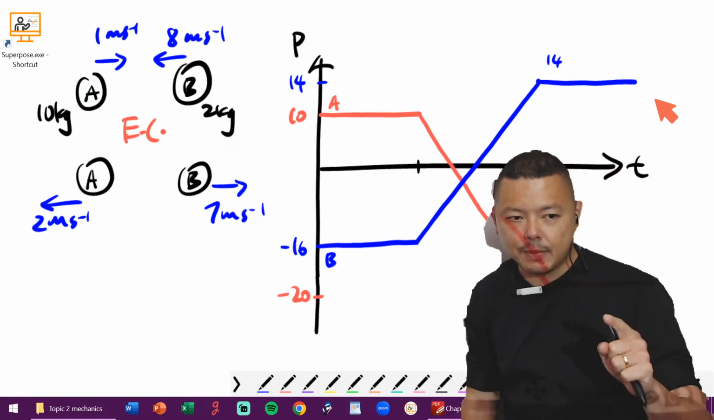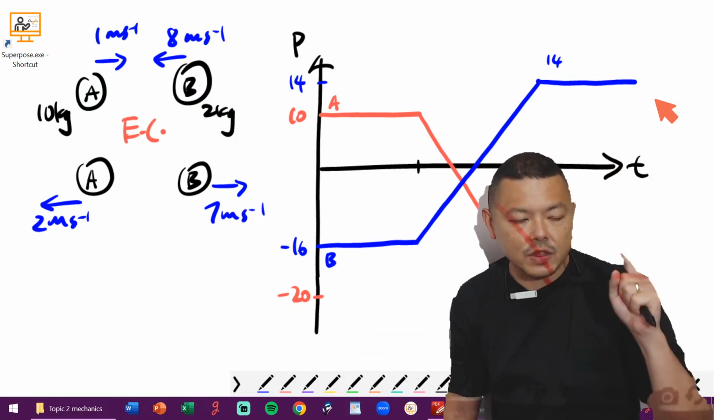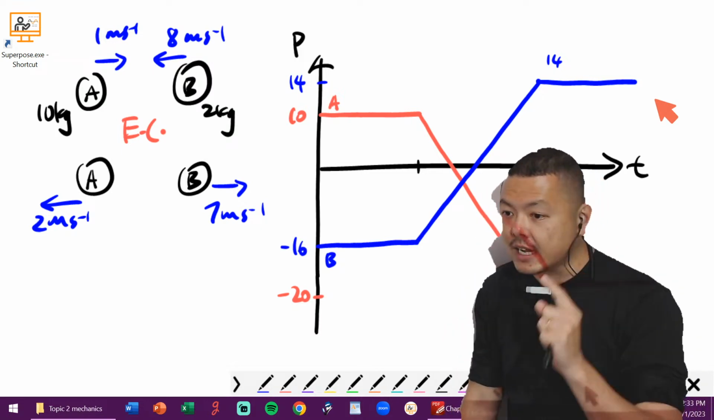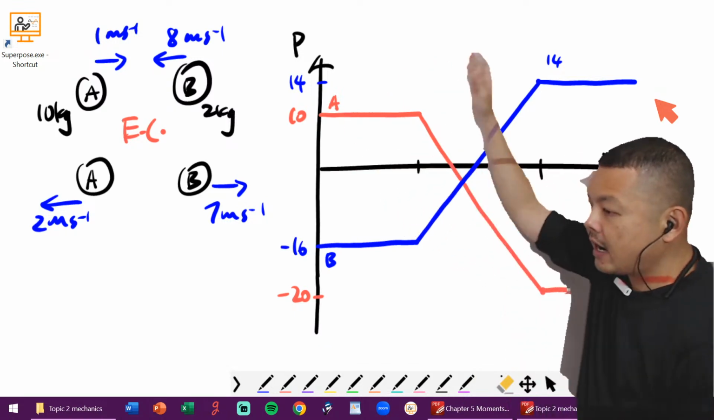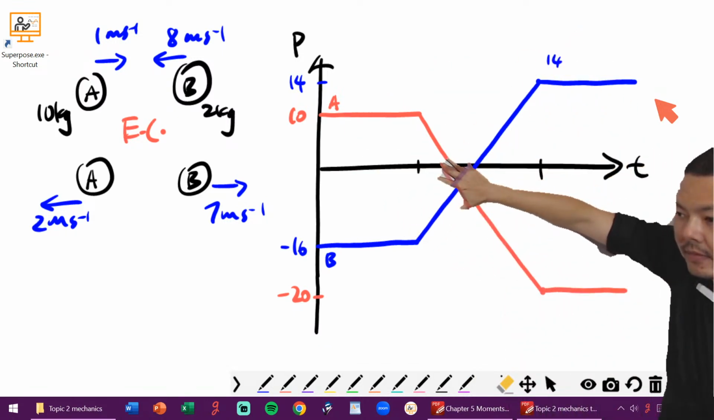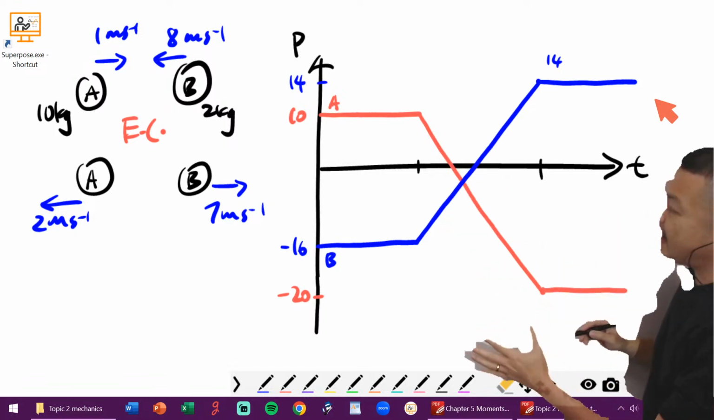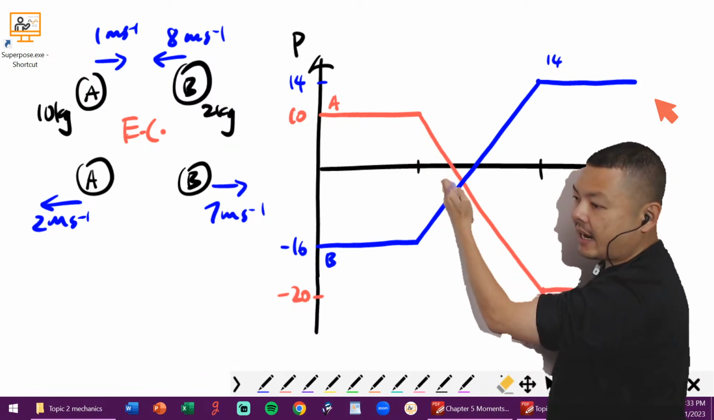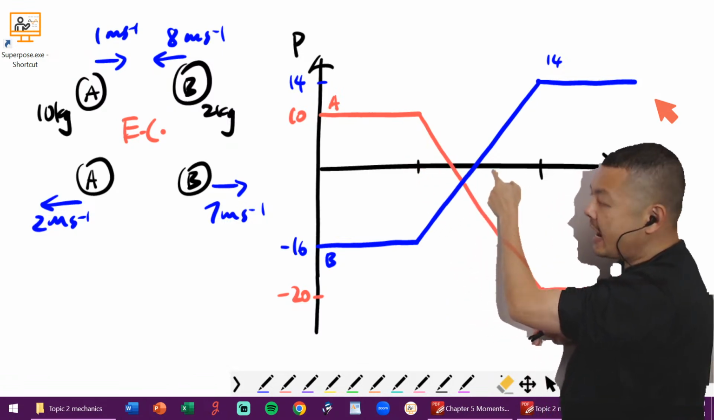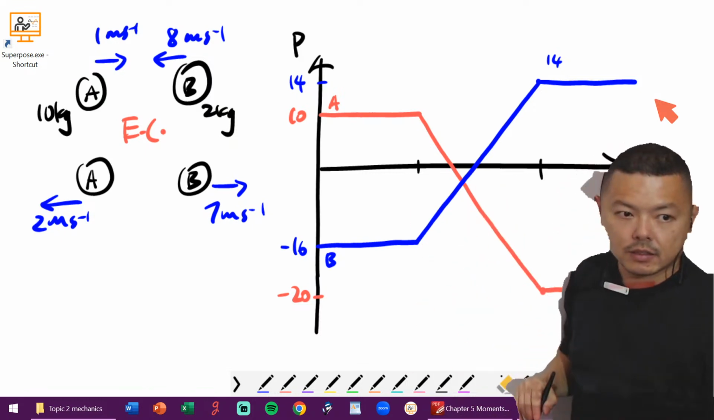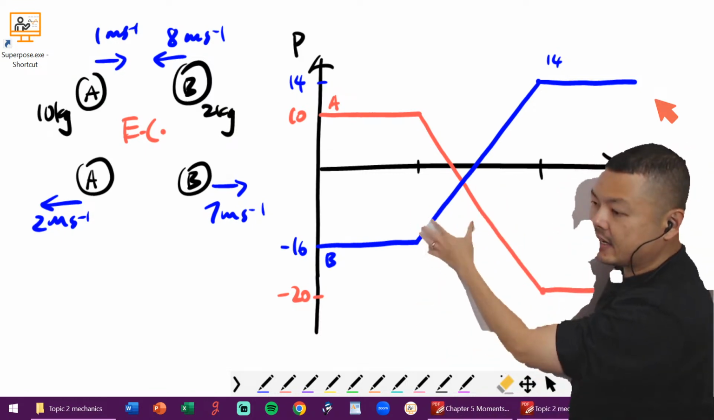But what did I say about momentum? Is momentum conserved during the collision? It is. Momentum is conserved before, after, and even during the collision. Now it's going to be hard, but here's my guarantee to you: anywhere along this line, if at any point in time you take the values and add them up, it always adds up to minus 6. It's very hard to see here because I didn't draw it to scale.